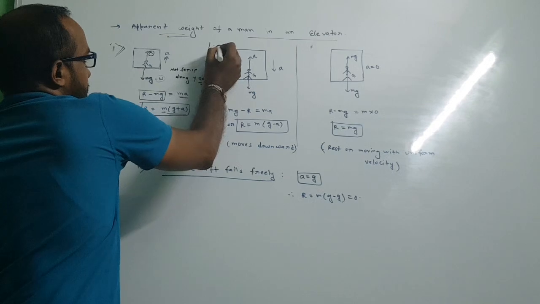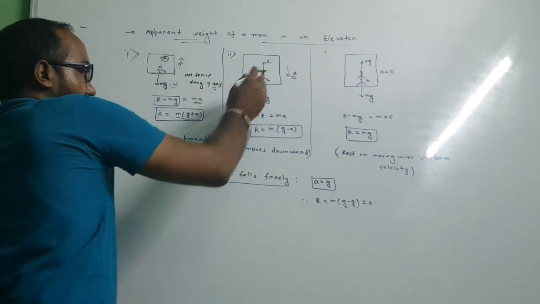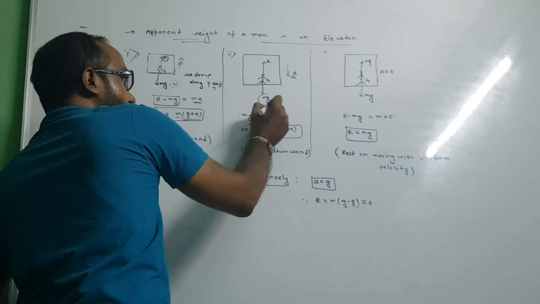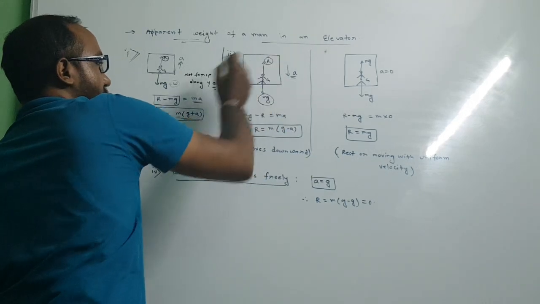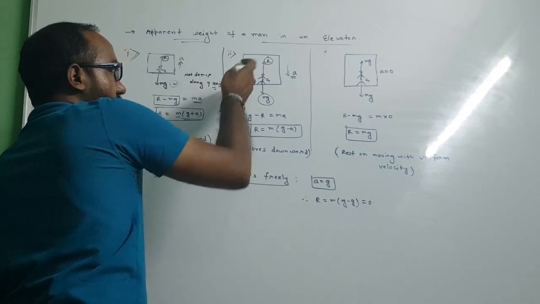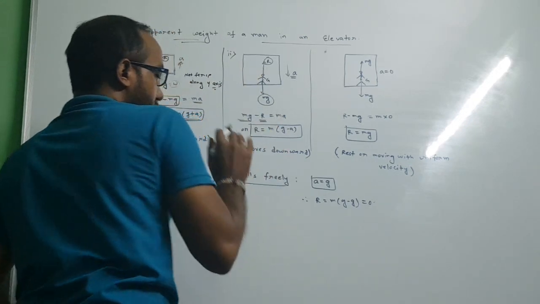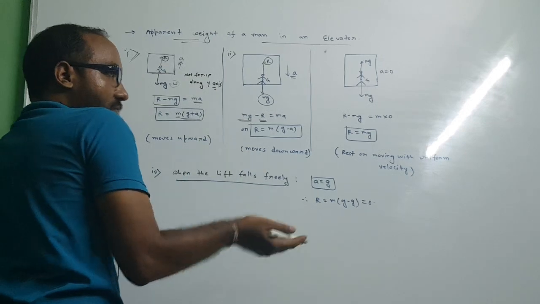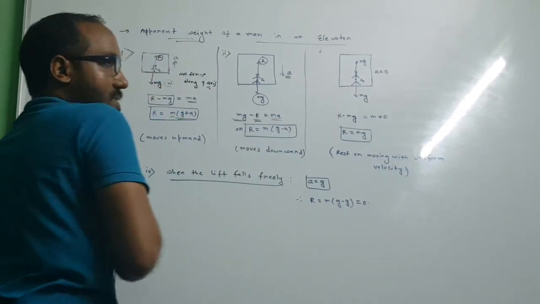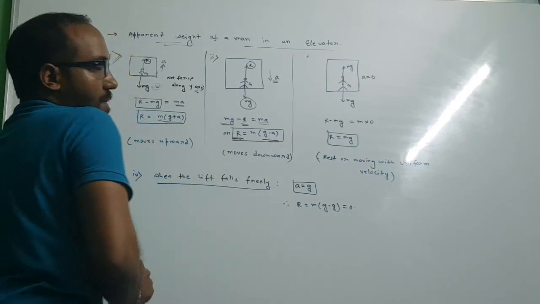Now in the second case, the lift is moving downward with acceleration a. As it is moving downward, your weight is larger than your reaction force. mg acts downward and the reaction force acts upward, so mg minus R is the net force. Force is mass into acceleration. So in this case the reaction force would be R equals m into g minus a.